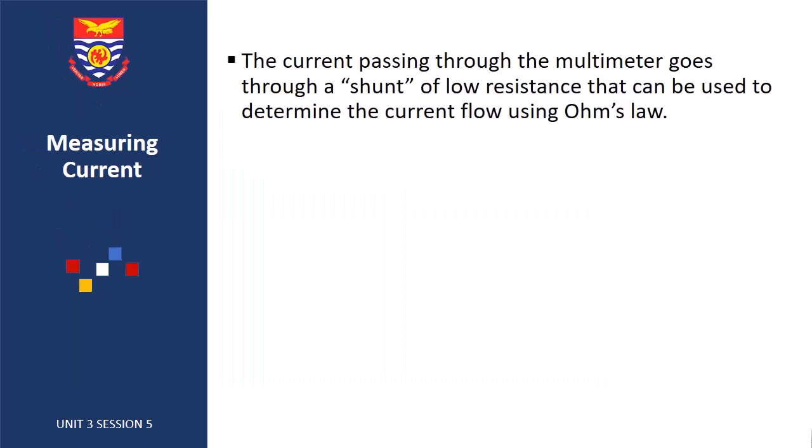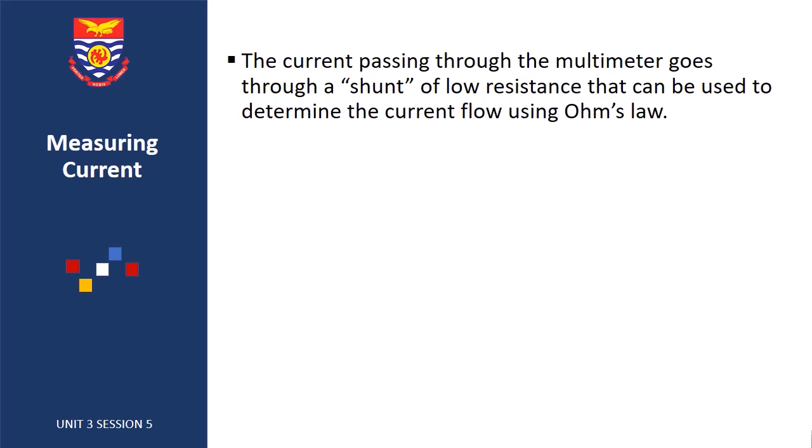Now, we must also know that the current that passes through the multimeter goes through a shunt of low resistance that can be used to determine the current flow using Ohm's law. And basically, we know Ohm's law gives us the relationship between the current and the voltage or the potential difference within a circuit.